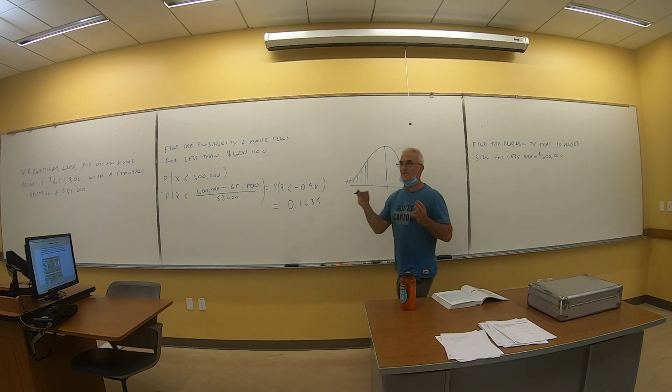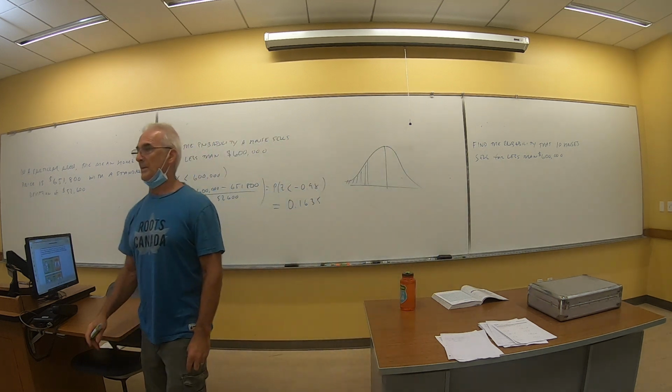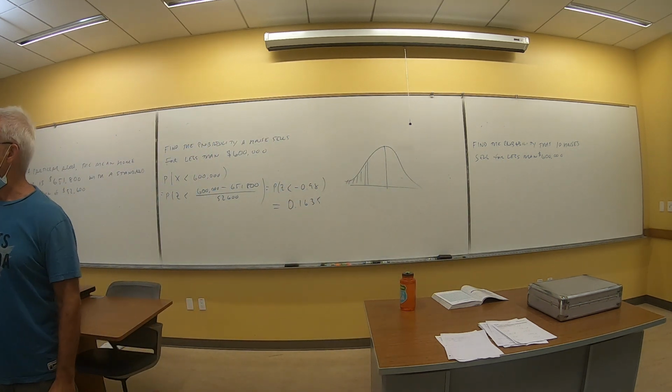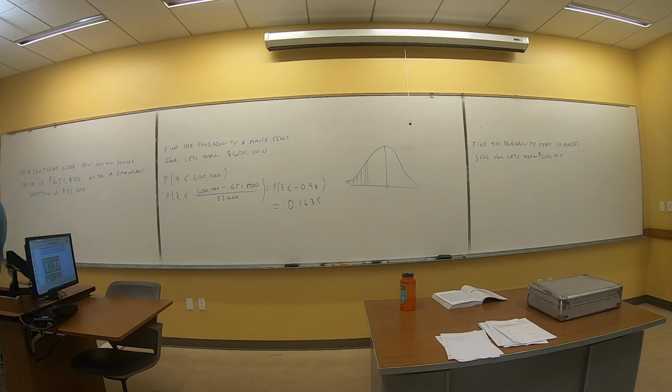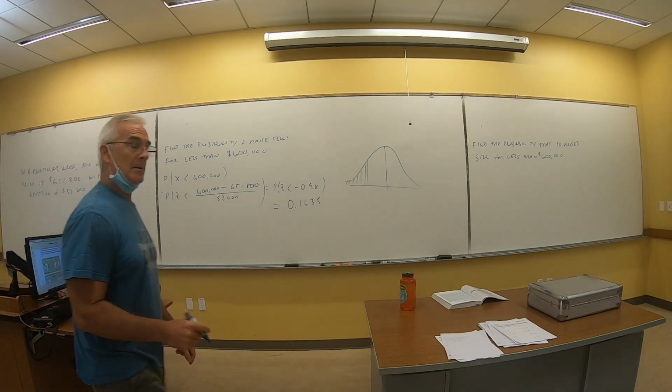So I have any group of 10 houses, their average will be less than 600,000. That's what I'm saying now. I have a group of 10 houses. Not every one of them is under 600,000, but as an average, they're less than 600,000.